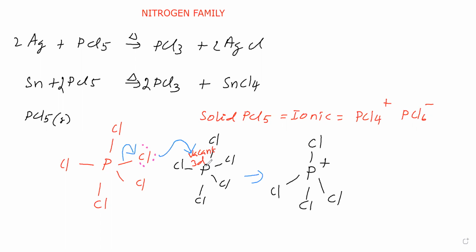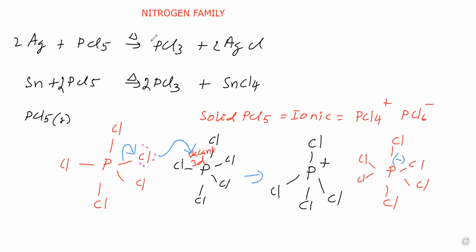Next, this phosphorus is having 5 Cl. 1 Cl it is getting additionally. Therefore, this phosphorus is having 6 Cl. This phosphorus is contributing vacant orbital and getting bond from Cl. Therefore, this phosphorus is having negative charge. This is PCl6 minus octahedral, PCl4 plus tetrahedral. So, solid PCl5 contains cation PCl4 plus and anion PCl6 minus. Therefore, solid PCl5 is an ionic compound, we can say.